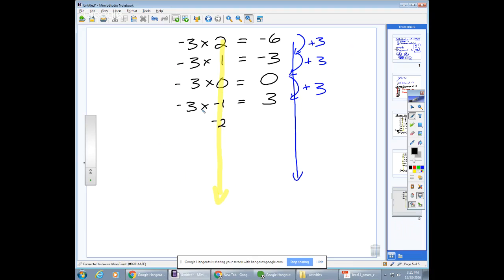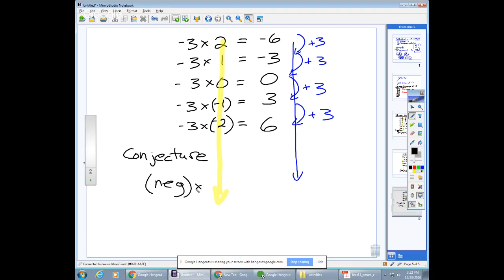And usually when there's a bunch of symbols stuck together right here, we put them in parentheses to be safe, especially the second number. So that would be -3 times parentheses -1. -3 times parentheses -2. Continuing that pattern of adding 3, then it seems like this should be a +6. Well, we know that 3 times 2 is 6. And our earlier conjecture was that a negative times a positive is a positive. So here we seem to be getting another conjecture: that if we take a negative number times a negative number, we get a positive number.